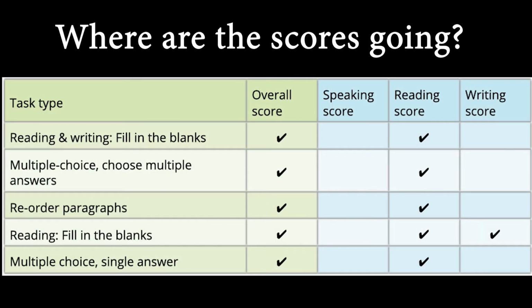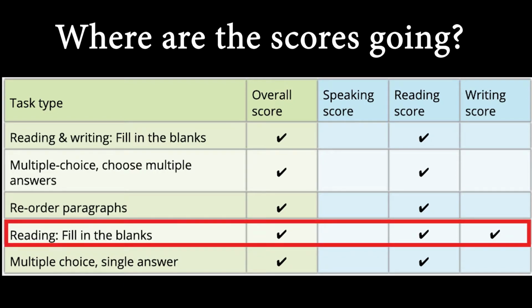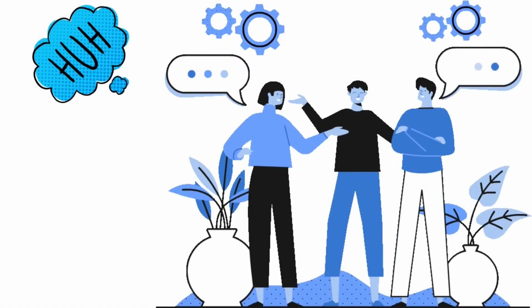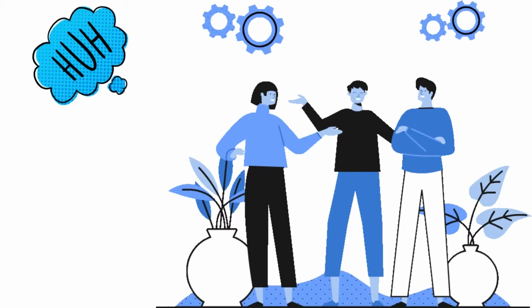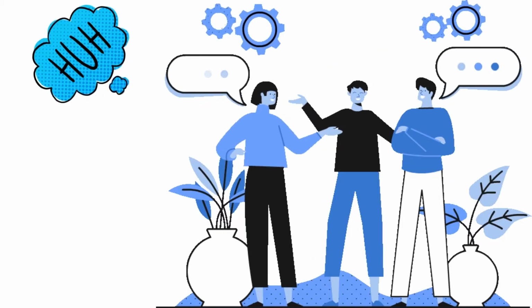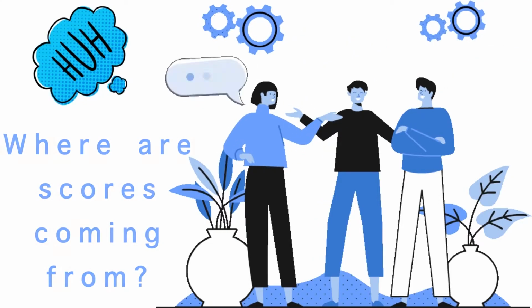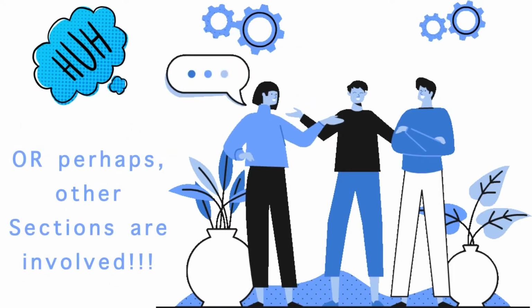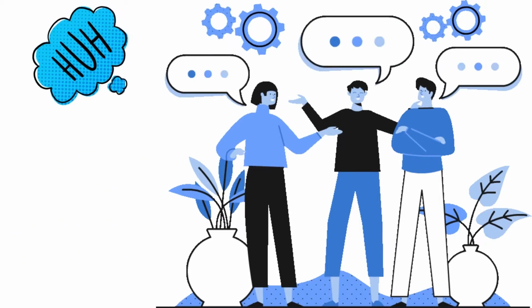In your reading section, as there are 5 types of questions, all the question types of course contribute to reading score. However, only fill in the blanks reading and writing also contributes to writing score apart from reading score. So now that you know where the scores are going to, I know you must be asking, where are they coming from? Are they all coming from the reading section or they're coming from some other section? Let's try and find out.